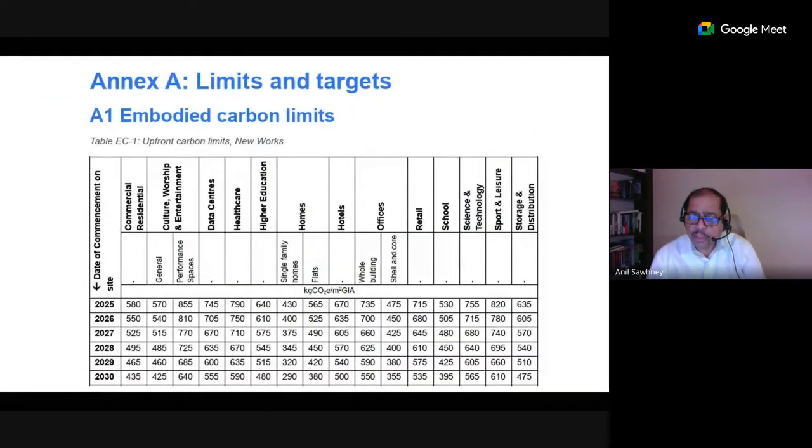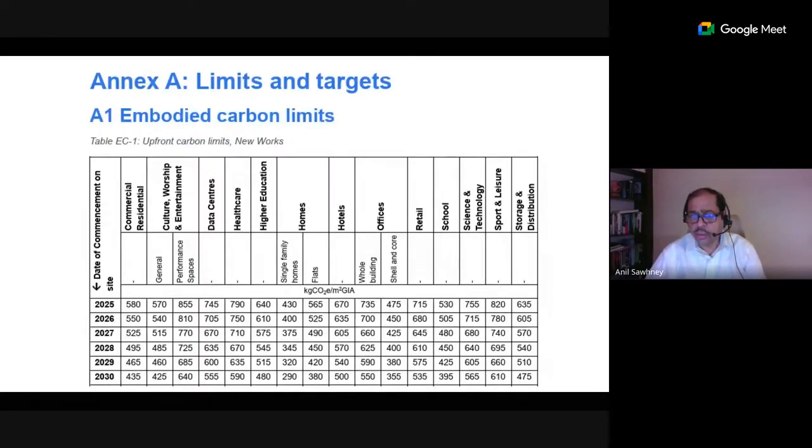So here's an example. You can look at healthcare, or you can look at data centers. They are different. Performance spaces are higher. If you look at perhaps homes, they are slightly lower. The lowest is single family homes. And they also change by year. This is a much longer list. I've just taken the top few rows up till 2030. They have, I believe, up till 2050, all these numbers.